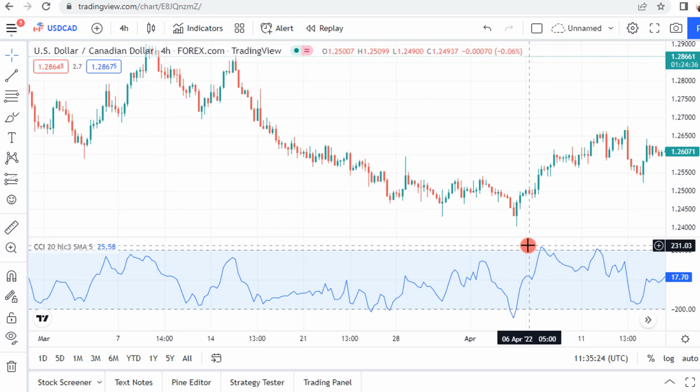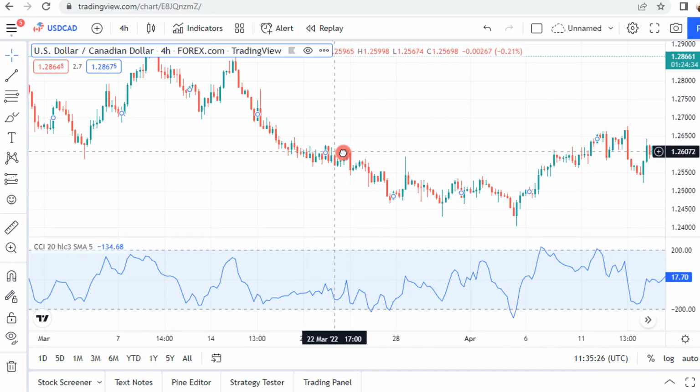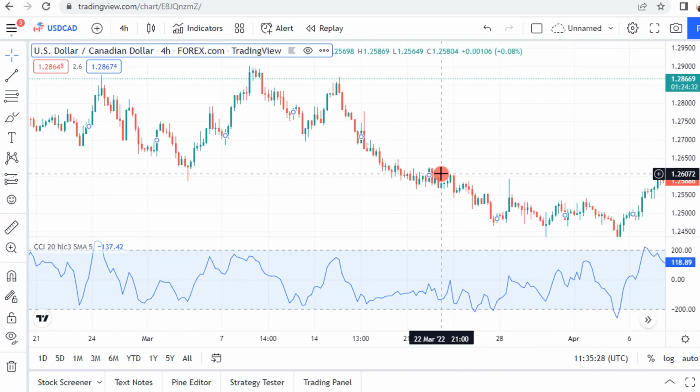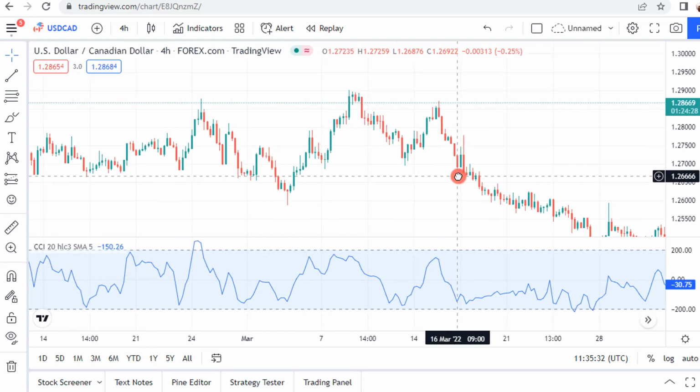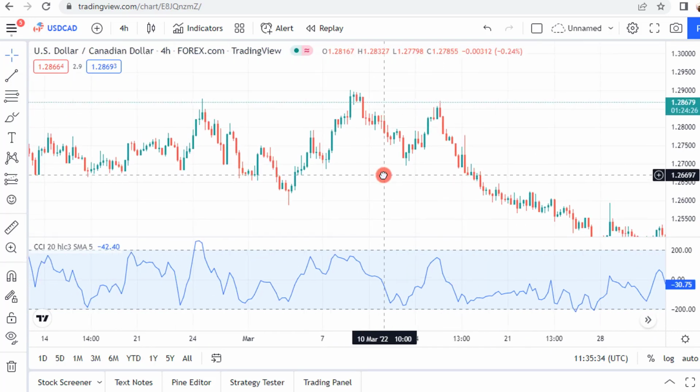So this indicator is very helpful, you will get good support. So far we have shown how to take buy entry. In the same way you can take sell entry. For this we have to follow a little bit differently.